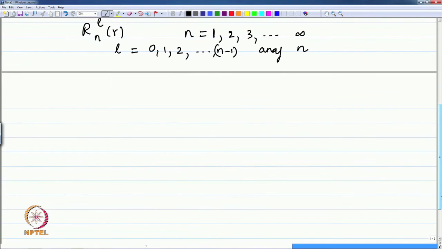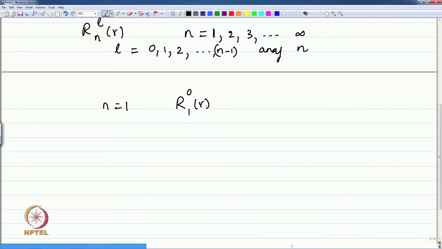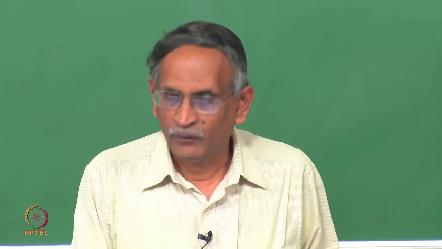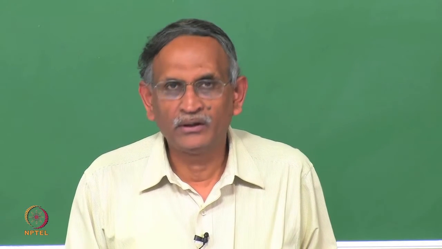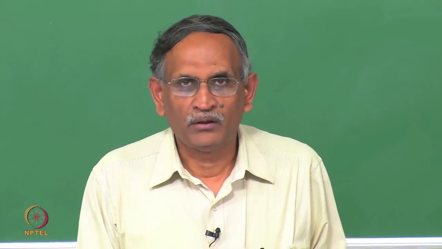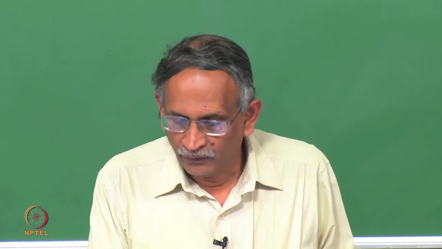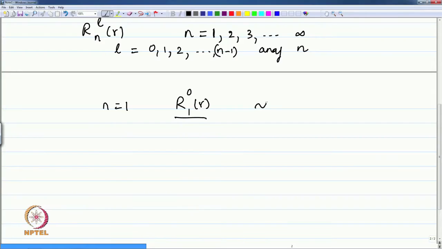Therefore, when n is 1, we have the radial function which is R 1 0 of r, and the solution of the radial Schrodinger equation using the calculus of differential equations gives us what are known as Laguerre polynomials and the exponentials, and this particular function R 1 0 of r is like exponential minus r by a naught, where a naught is the Bohr radius, 0.59 angstroms.